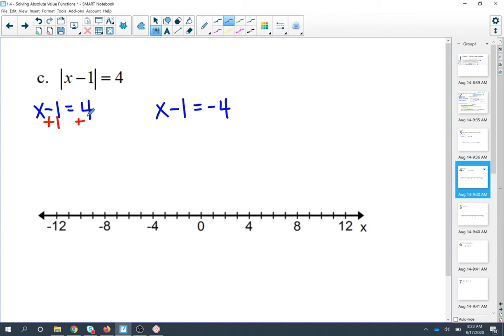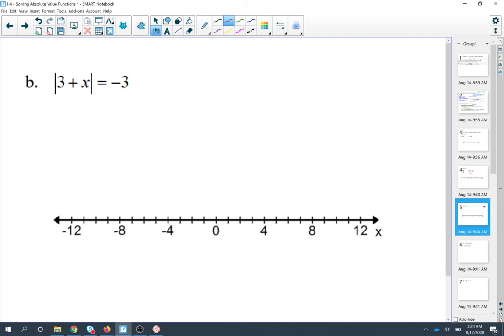Okay, now we're going to solve. So I'm going to add 1, x equals 5. Well, let's see. 5 minus 1 is 4. Absolute value of 4 is 4. Checks out. Add 1, add 1. X equals negative 4 plus 1, negative 3. Well, let's try that one. Negative 3 minus 1 is negative 4. Well, what's the absolute value of negative 4? It's still 4. Okay, so x equals 5, first solution. X equals negative 3, second solution. And we're good to go.